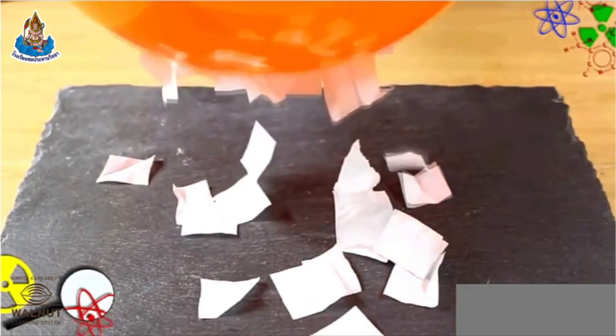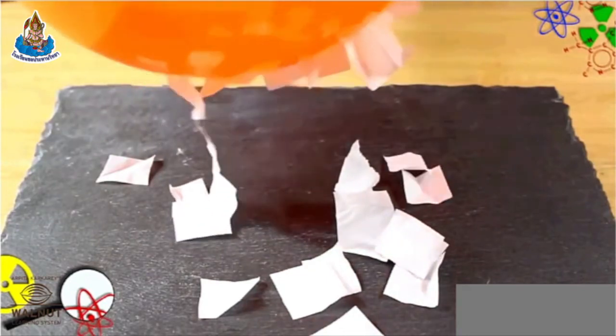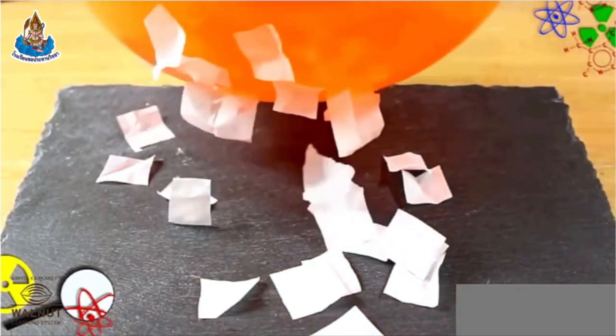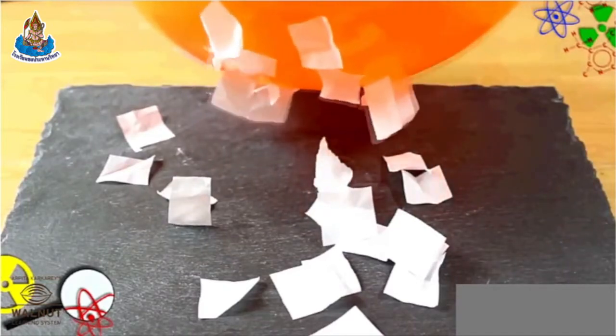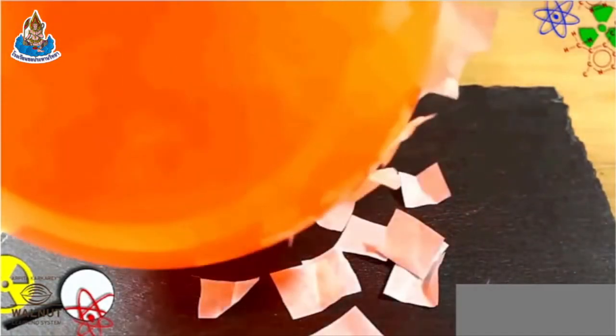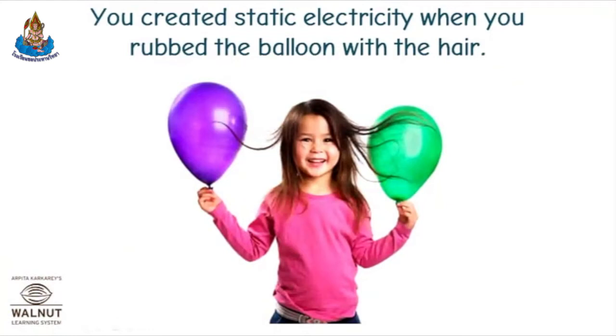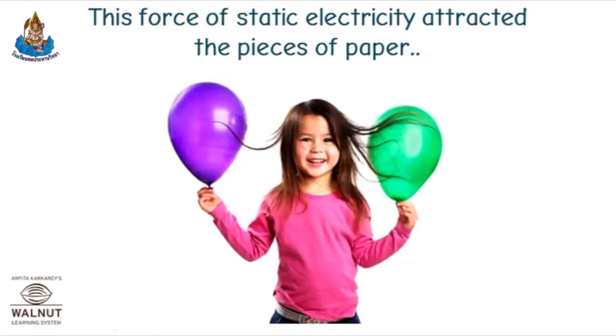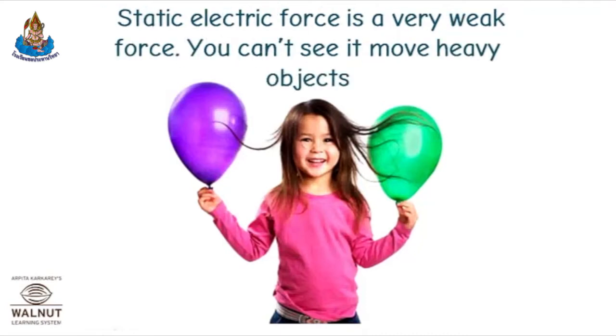When you rubbed the balloon on your hair, you created static electricity and this force attracted the paper. You created static electricity when you rubbed the balloon with the hair. This force of static electricity attracted the pieces of paper. Static electric force is a very weak force. You can't see it move heavy objects.